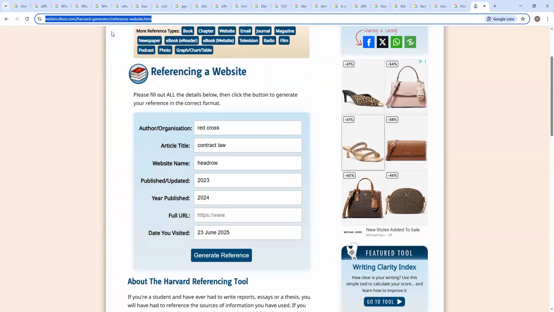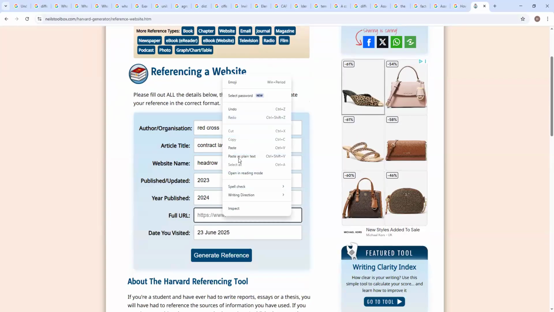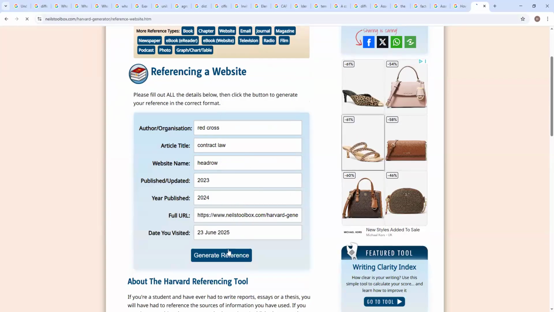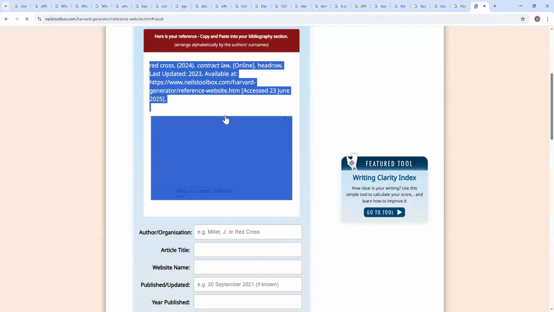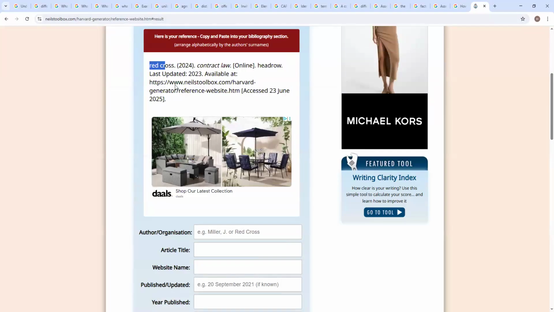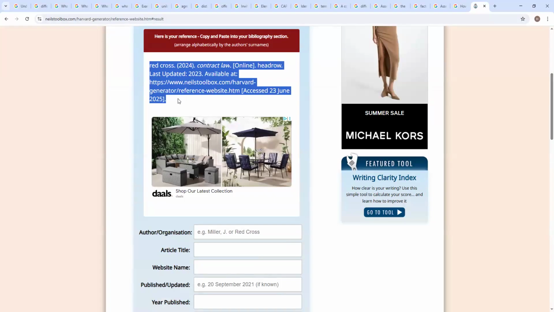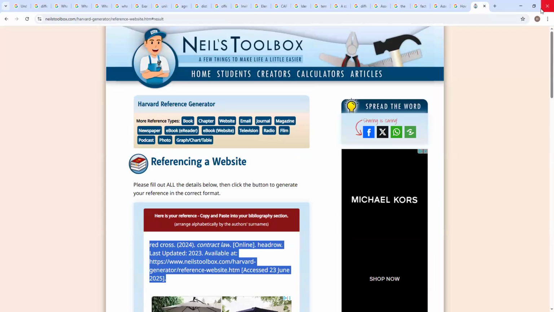So we can just copy that one, copy. And then paste that into then. And it would generate it. And it would come up. Can you see that? It's done it for you. You just copy and paste that. It's actually made it for you. It's told you you've accessed it today. It's told you where you've got it from. It's actually done it all for you. You just copy and paste that. Make sure everything is in alphabetical order as well.